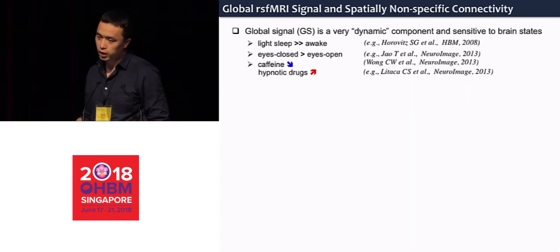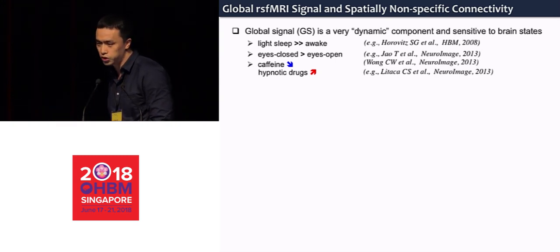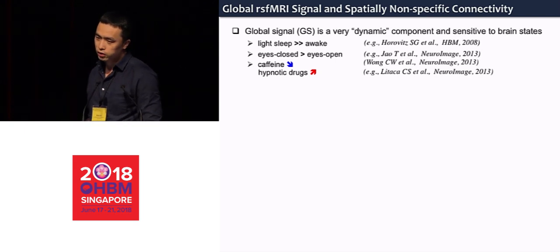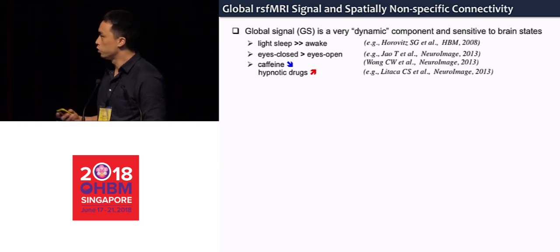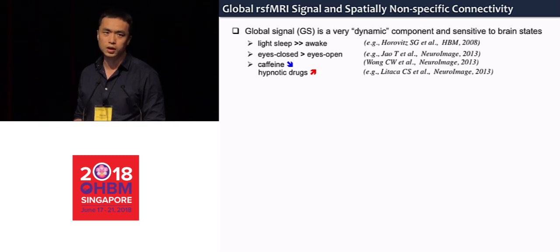And so far we talked about the CAPs, which correspond more to network-specific correlation. But how about the global signal, which is another dynamic component people found in resting-state fMRI? A lot of people have shown this global signal is sensitive to brain states. During the light sleep stage, it's very, very strong, and compared with the eyes-open condition, the sleep-conducive eyes-closed condition also shows a larger global signal. If you use caffeine, you can effectively reduce this component. But if you use hypnotic drugs, you actually get the opposite effect.